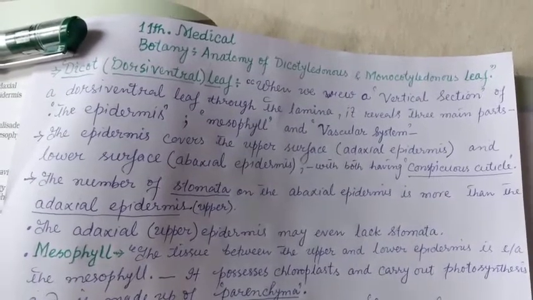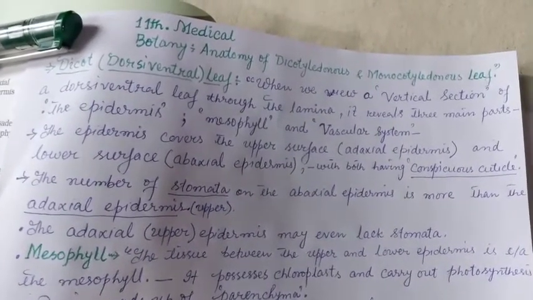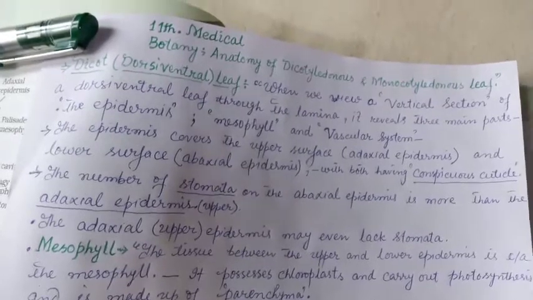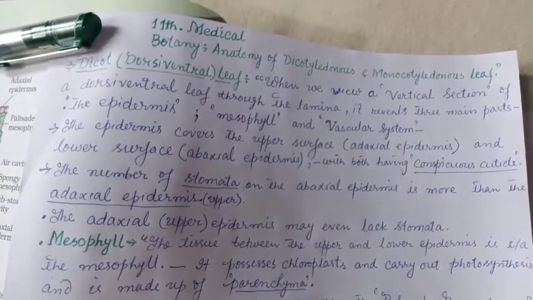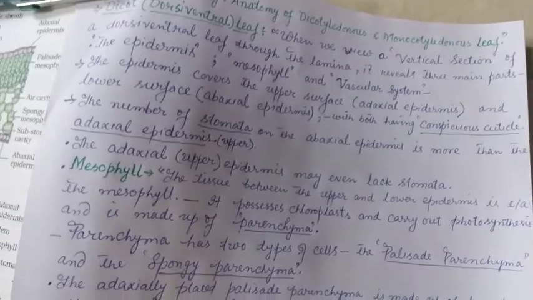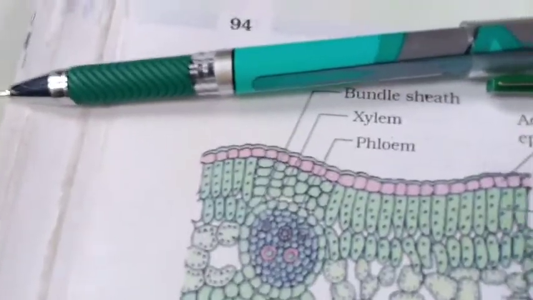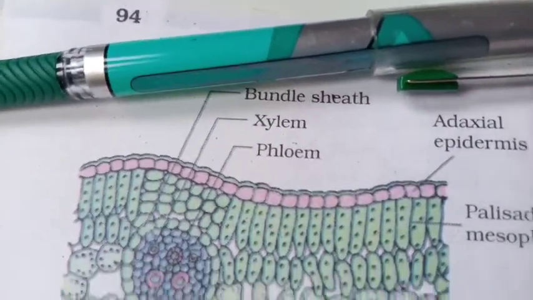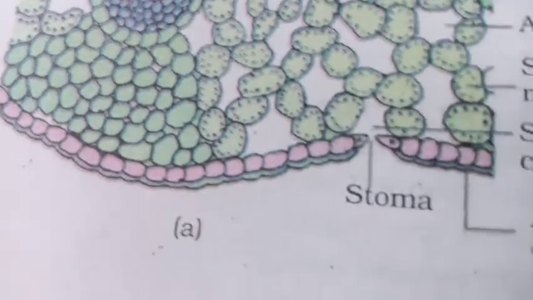The number of stomata on the abaxial epidermis, that is the lower surface of the leaf, is more than on the adaxial epidermis, that is the upper surface. That means the number of stomata on the lower surface of the leaf is greater than on the adaxial or upper epidermis. Even the adaxial epidermis may lack stomata. That means no stomata may be found in certain species in the adaxial epidermis. This is the outermost layer, which is pinkish in color, and it is the adaxial epidermis when viewing a vertical section under a microscope, and this is the abaxial epidermis, the lower face, which is tan and pink, and this is the stoma.